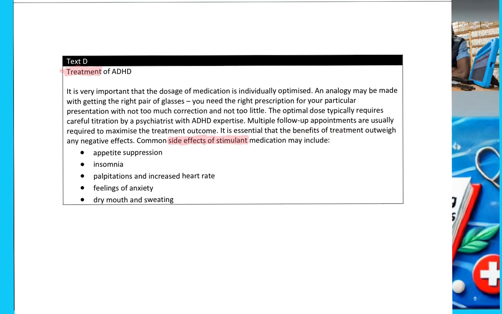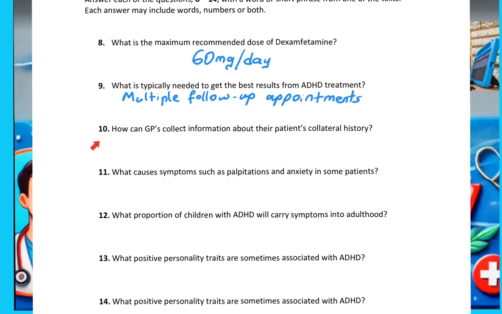Alright, so question number 10, how can GPs collect information about their patient's collateral history? So we are going to look for how GPs can collect information, or gather information about their patient's collateral history. So this collateral sounds like a keyword. We use that one to search for the answer, but we need to find the right text to go.